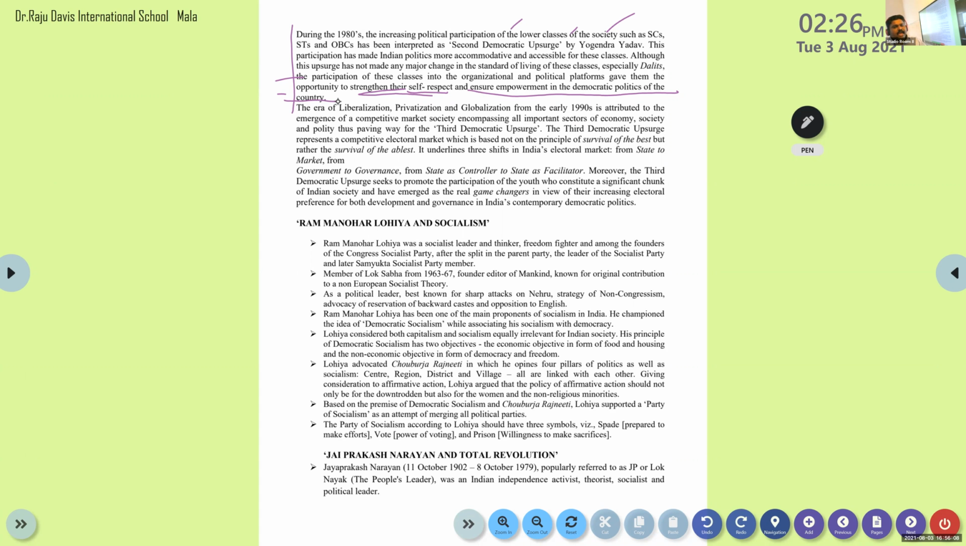But now, what is the second upsurge? SCs and STs plus OBCs started participating in political activities. But before independence, there was no chance for these people to participate in such activities. Now Indian politics has shown that it is accommodative. Indian politics welcomes all the different sections of the people and gives them a chance to participate actively. That's the second upsurge. Clear? Is that clear or not? That is the second upsurge. So now you can write it. The second upsurge. Mark it.